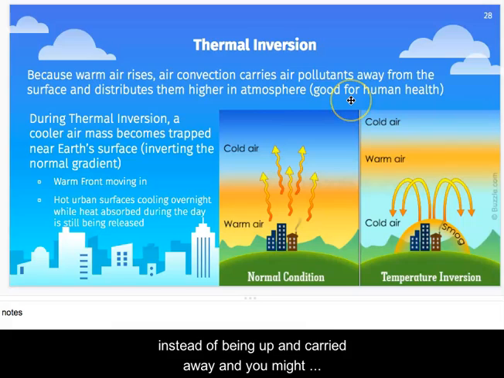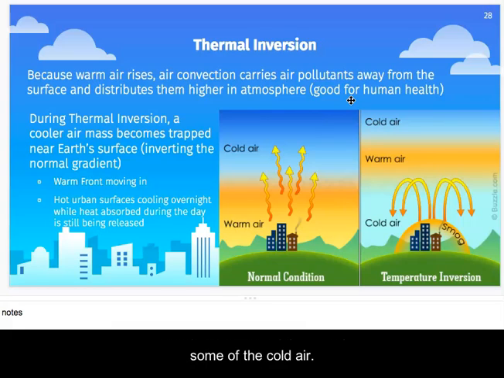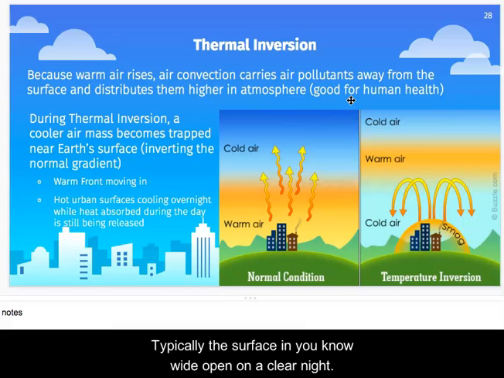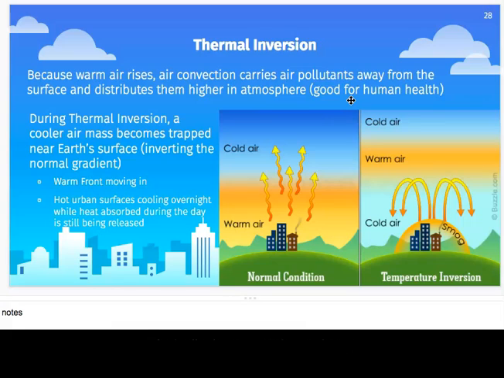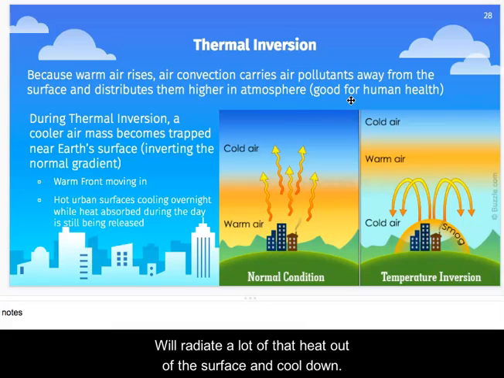And you might ask, all right, how does this happen? Well, sometimes a normal warm front might move in and trap some of the cold air. Typically, when the surface is wide open on a clear night, the surfaces cool very quickly, because the thermal transfer on a cool, clear night will radiate a lot of that heat out of the surface and cool down the surface temperature really quickly.